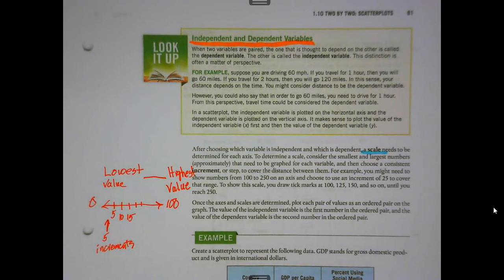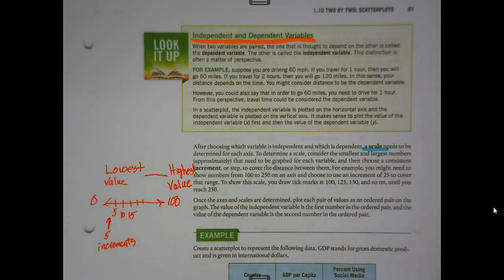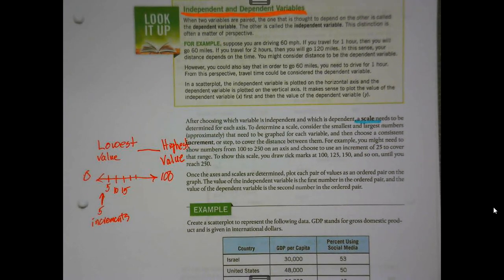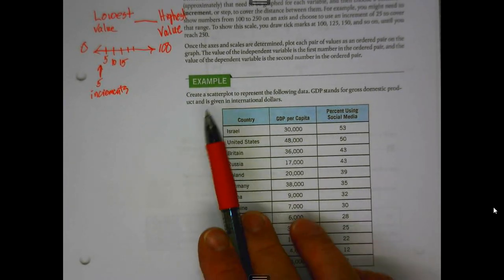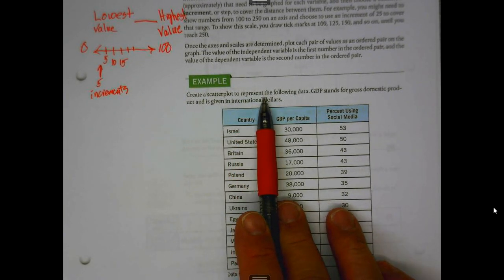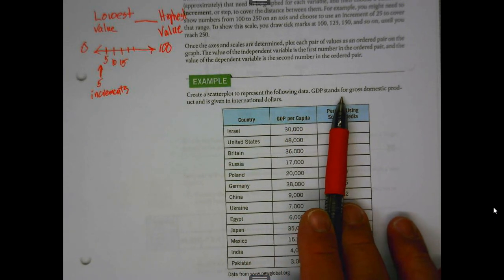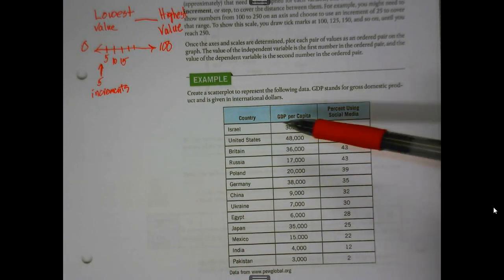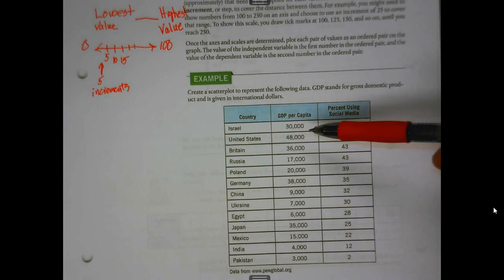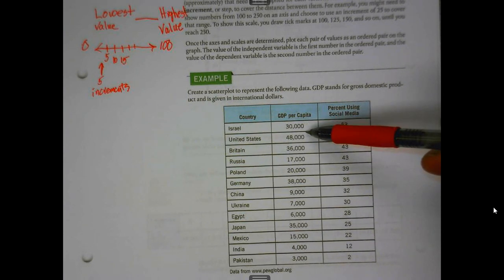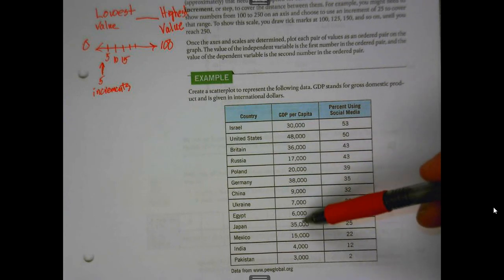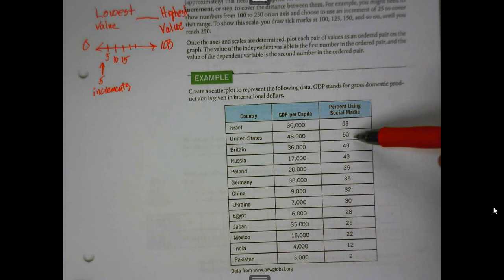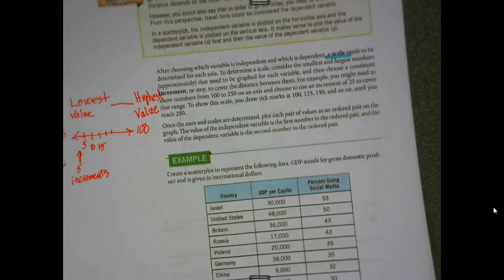To create a scatter plot to represent the following data, GDP stands for gross domestic product. It is given in international dollars. So here's each country. Here's their GDP per capita, and these are given in dollars. And then the percent using social media. So what we have to do first, they have a little step-by-step process of how to make a scatter plot. We'll get to it in a minute.